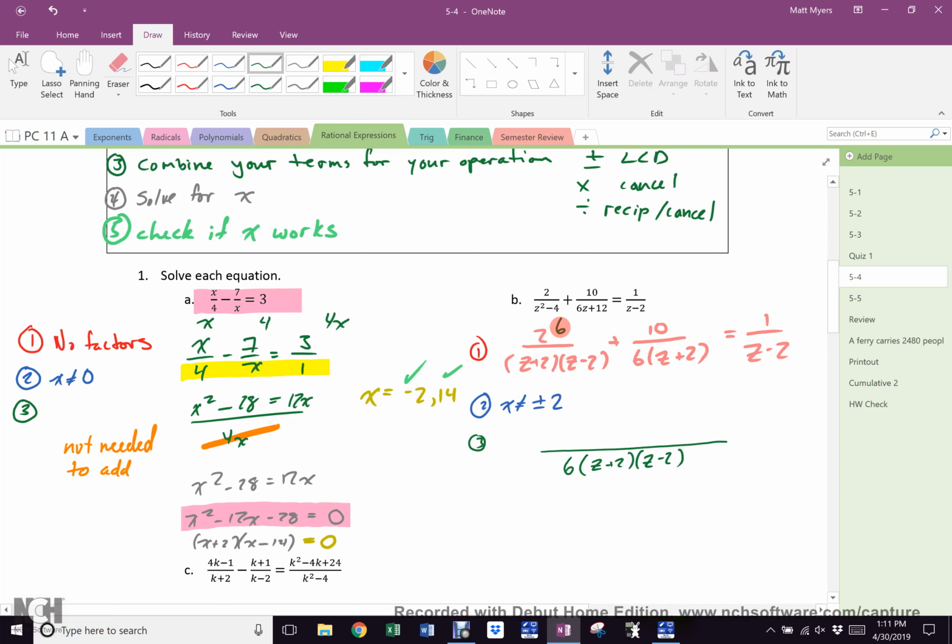What's 2 times 6? 12. Excellent. Plus, what's this guy missing? Z minus 2. 10. Z minus 2. What's this guy missing? 6z, 6 and z plus 2 times 1 is 6z plus 2. Agreed? Now, when everything is over common denominator, do we care about the common denominator anymore? No. So I'm going to cross it out with my big orange felt.